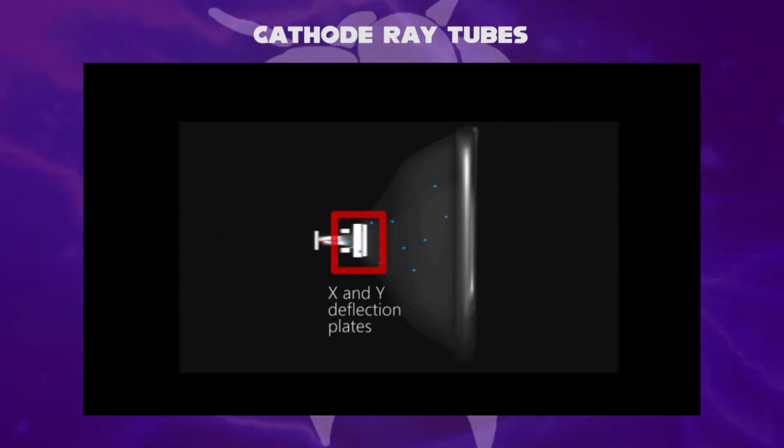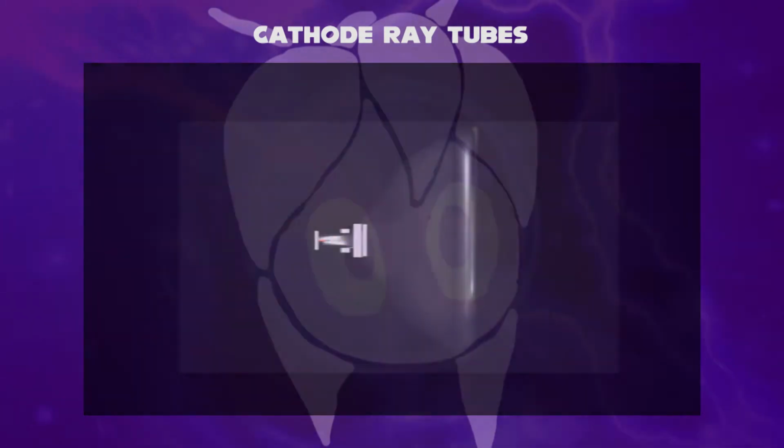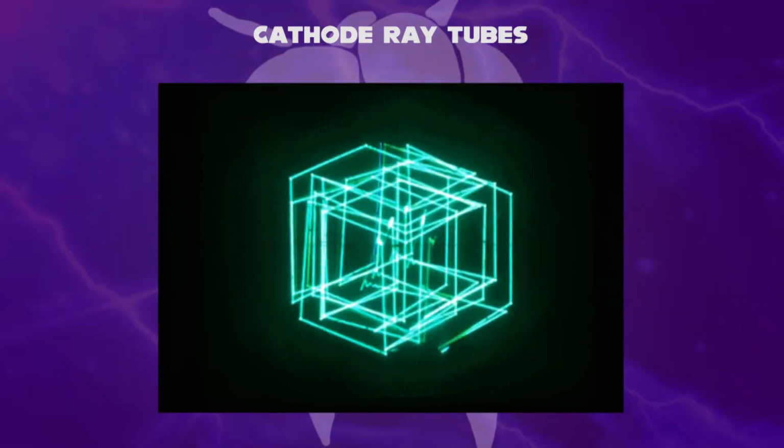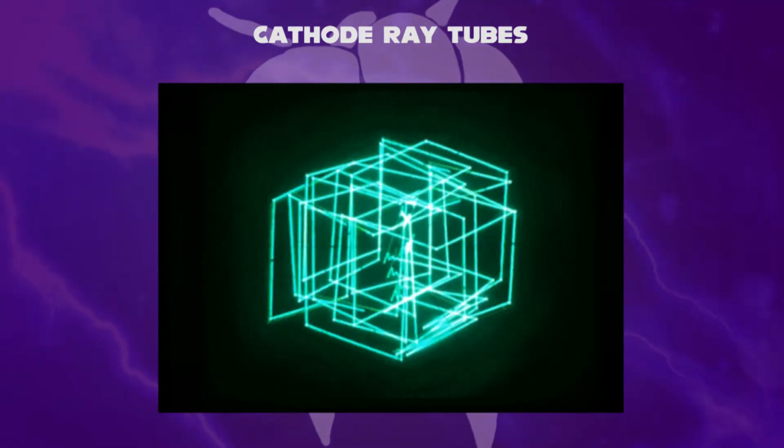As for the deflection plates, they consist of X and Y plates. The electrons can be deflected to any position, thus creating a waveform, used in oscilloscopes.